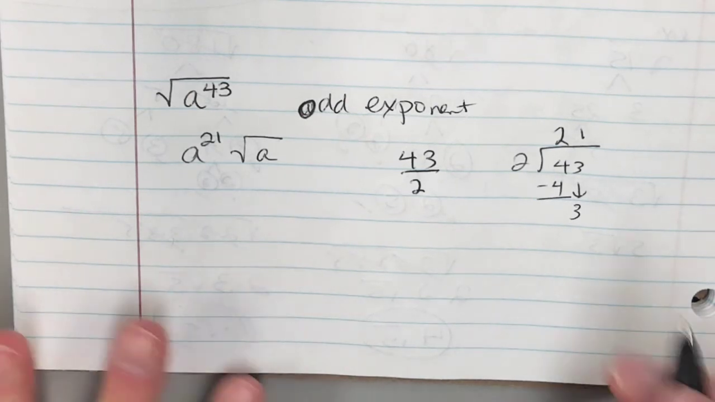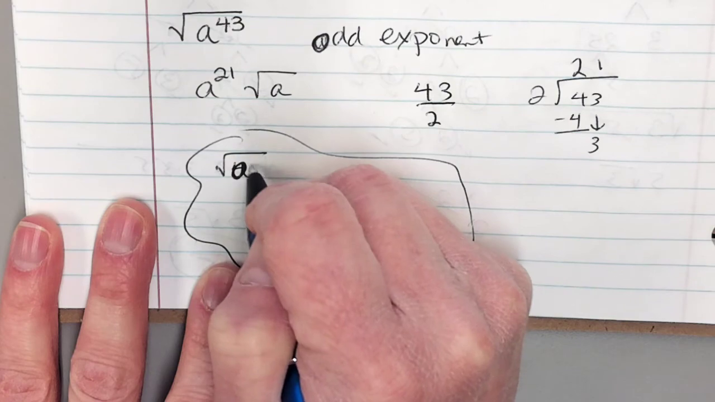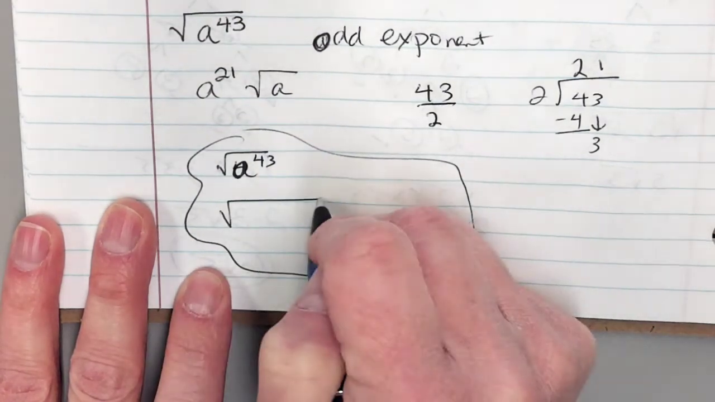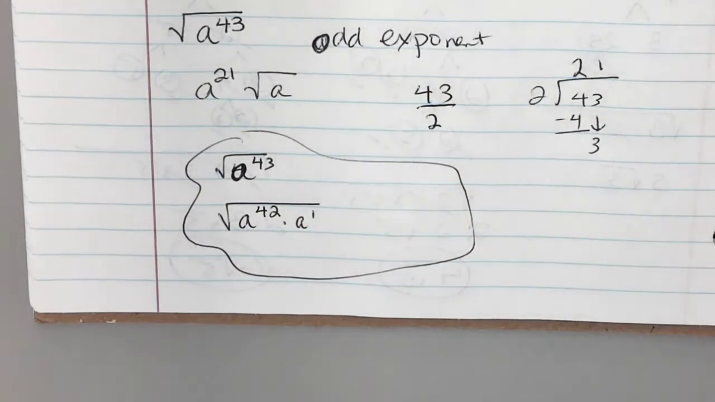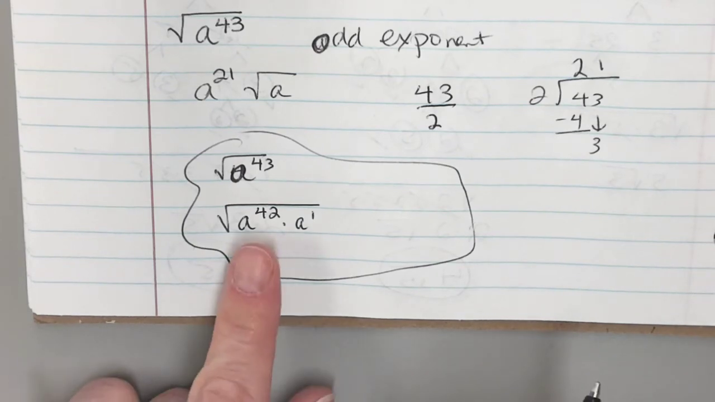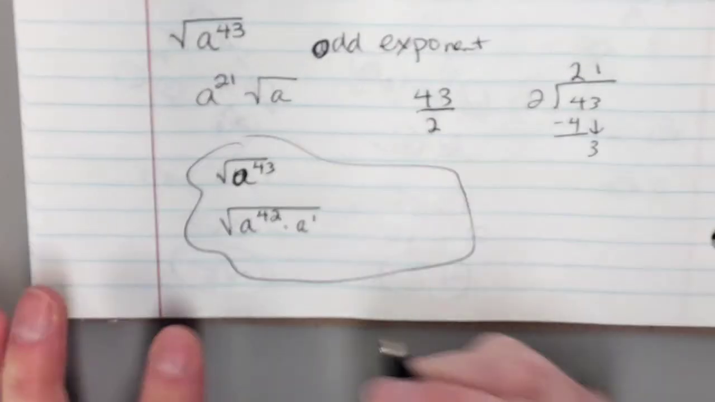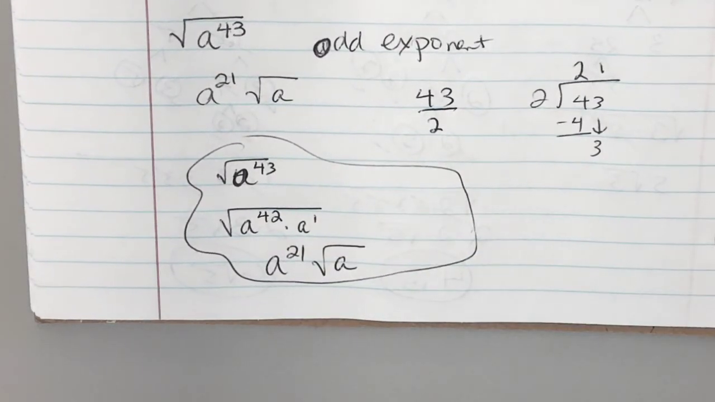Here's another way to think about it. If we take the square root of A to the 43rd, we could write that as A to the 42 times A to the 1, because 42 plus 1 is 43. How many times does 2 go into 42? 21, with that little A left over. If you've got an odd exponent, pull one out and look at what's left and break them into pairs.